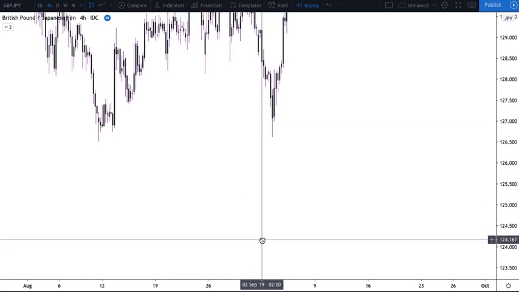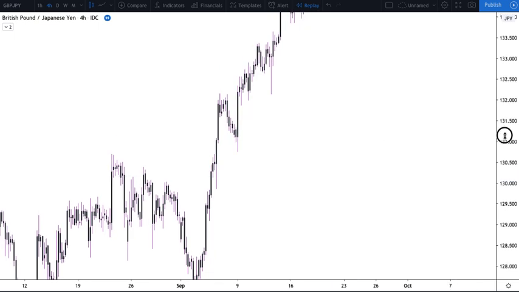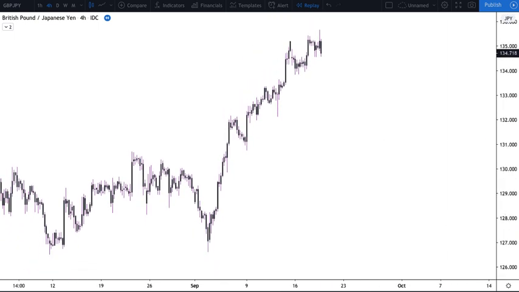Now let's hop on to the live charts. Okay, so this is GBP JPY on the 4-hour time frame, and I am using the replay tool on this.